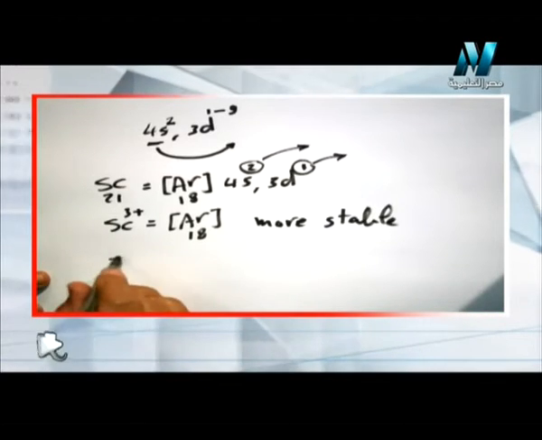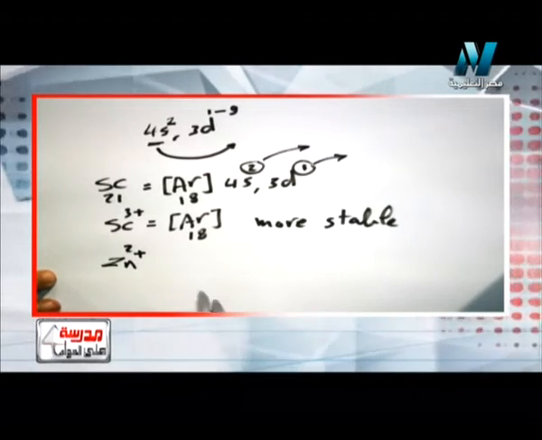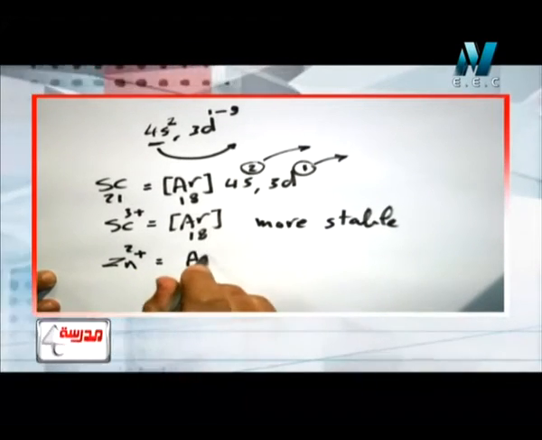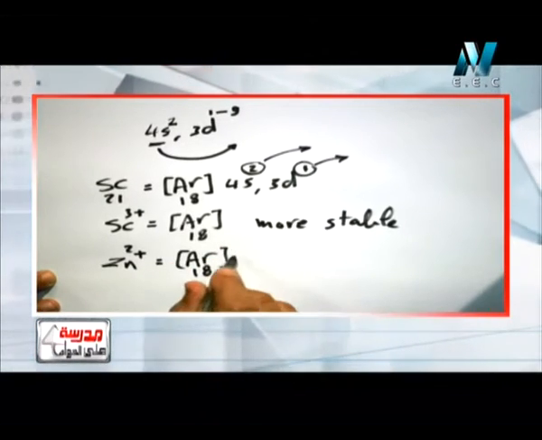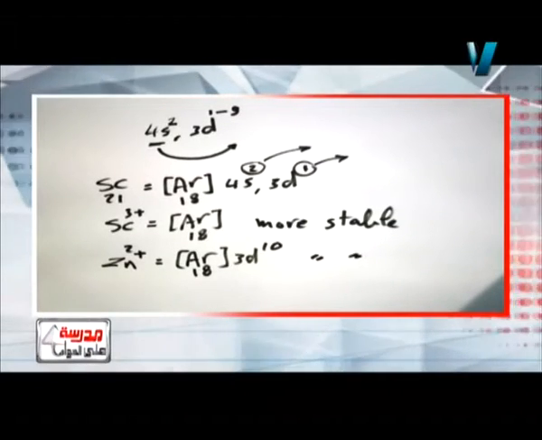Also zinc, positive 2 only. It will not be positive 3. Why? Because zinc positive 2 will be argon 18 and 3d10, completely filled and more stable. It is difficult to be zinc positive 3. The next one said give reason, transition elements have variable oxidation states. Actually, it's a specific character for the transition elements. Okay, transition elements, I said that 3d from 1 to 9 and 4s2.